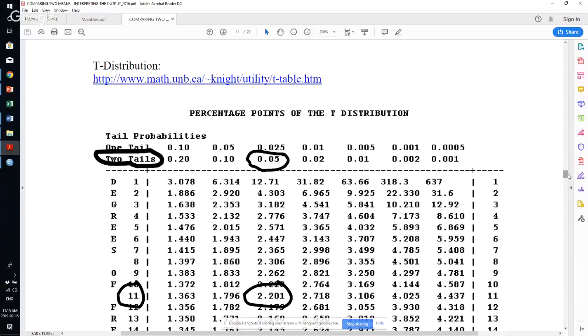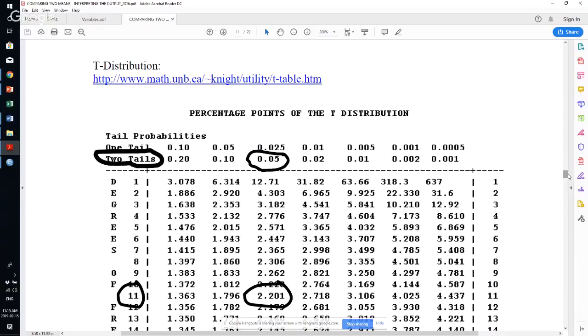And we'll go over this more another time, okay? So how does SPSS come up with this? Well, we're doing a 2-tailed test. We want our alpha level to be 0.05. We have 11 degrees of freedom. The magic number then is 2.201.